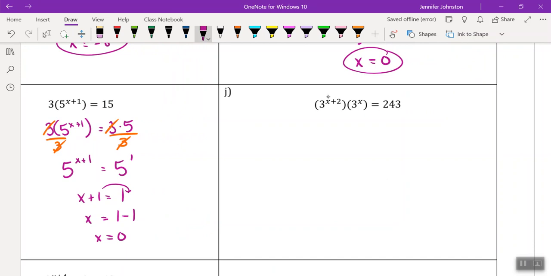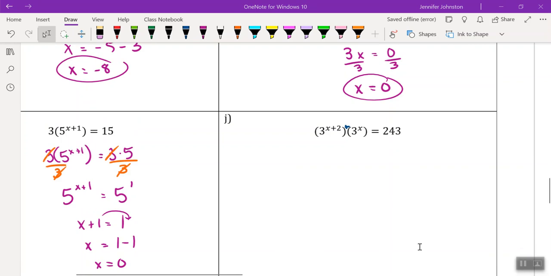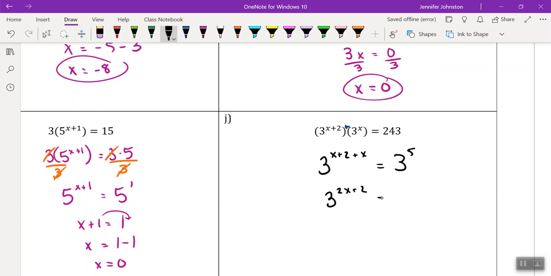Right over here, we have a base that's being multiplied with the same base. Hey, that should ring a bell. This is a power law. When two bases are the same, we add exponents. So here we have 3 to the power of x plus 2 plus x is equal to, can you make this into a base of 3? Let's go try it. It's 3 to the power of 5. So you have 3 to the power of 2x plus 2 is equal to 3 to the power of 5. Let's bring this down now.